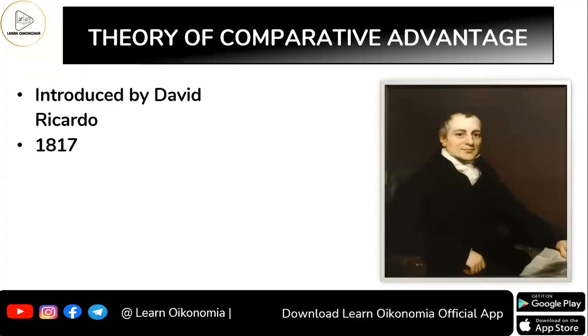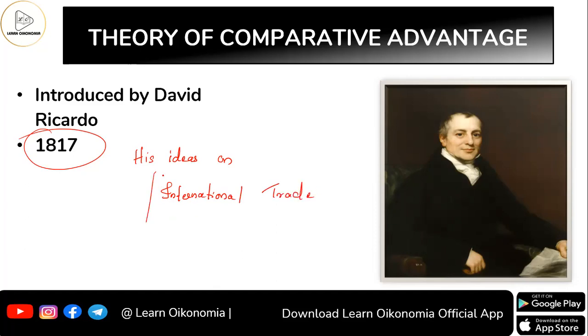Before moving to the theory, it's very important to understand that the theory of comparative advantage was given by the famous economist David Ricardo. Ricardo introduced this theory in 1870, and in it he put forward his ideas related to international trade. So, when we talk about the theory of comparative advantage, we are referring to the ideas of David Ricardo in the arena of international trade.